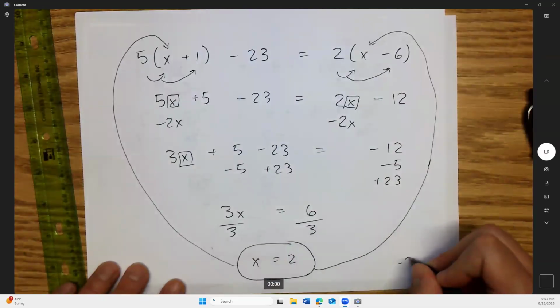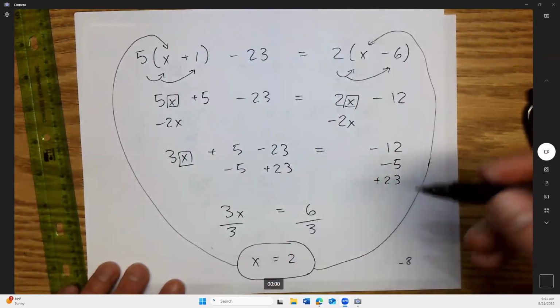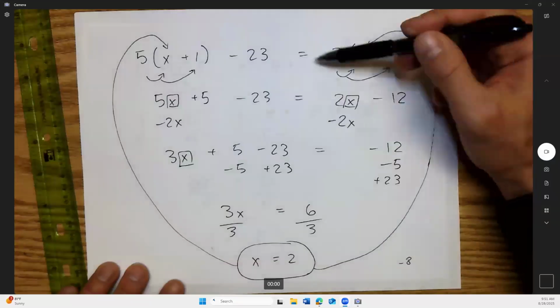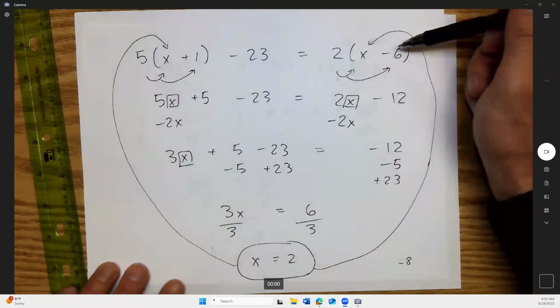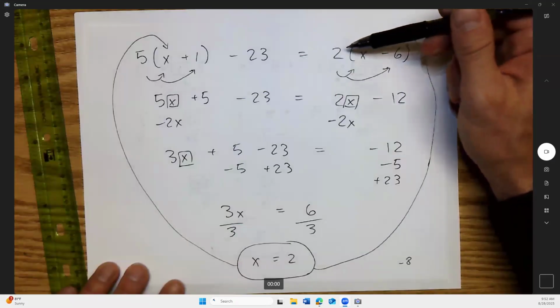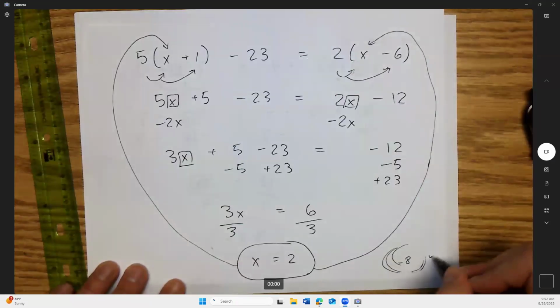I'm going to drop down negative 8. So I should get negative 8 also over here. Let's see those here. What's 2 minus 6? Negative 4 times 2 is negative 8. Oh, yeah.